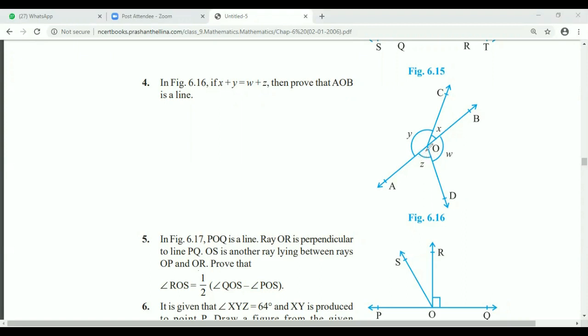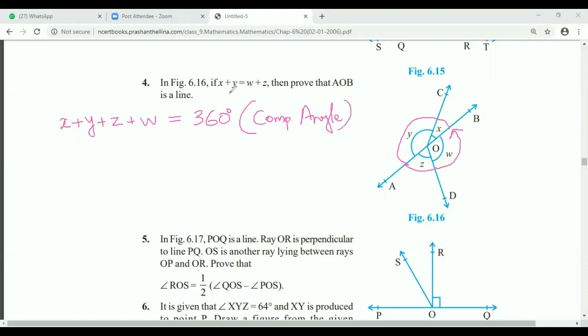We can consider all these angles W, X, Y, Z, which complete a full rotation. So we can write X plus Y plus Z plus W. This is X, this is Y, this is Z, and this is W. This will complete a full circle, so its measurement is 360 degree. Because it is complete, it becomes a complete angle. So the reason is that it is a complete angle.